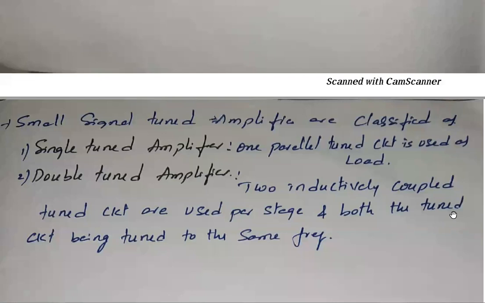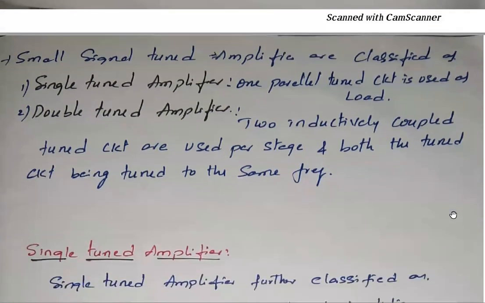In a single tuned amplifier, only one parallel tank circuit or tuned circuit is used as a load at the output, whereas in a double tuned amplifier, two inductively coupled tuned circuits are used per stage, both tuned to the same frequency. In double tuned, we use two tuned circuits per stage, and these two tuned circuits are operated at the same frequency of operation.